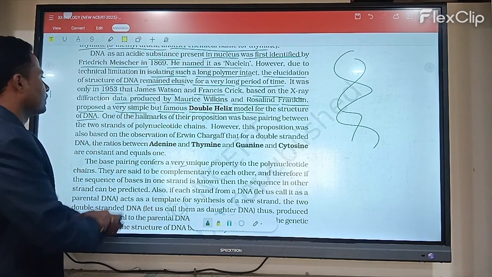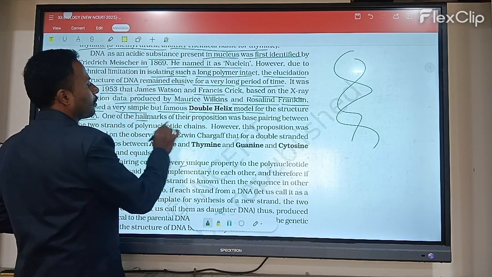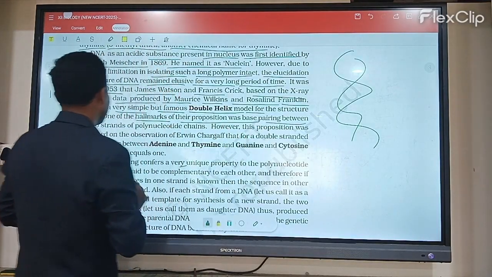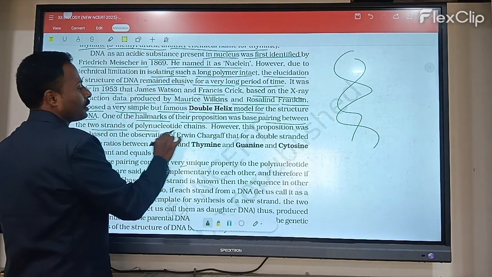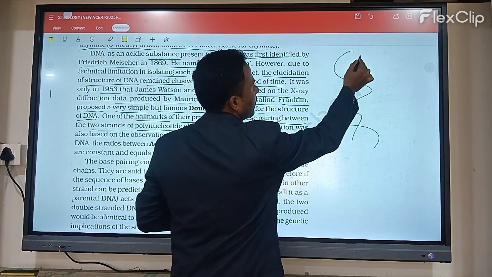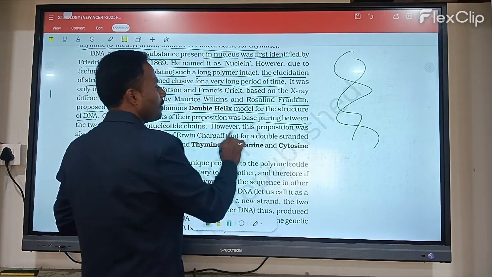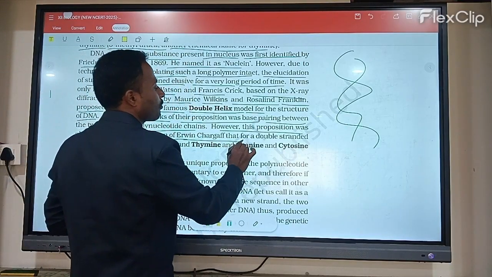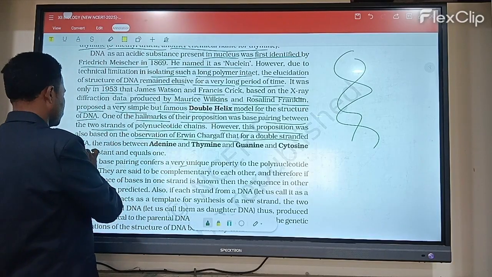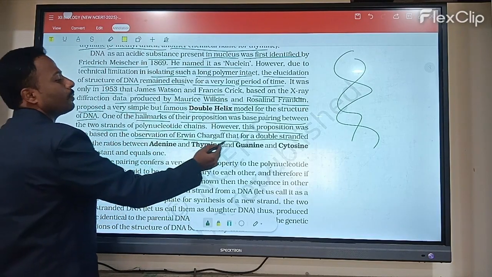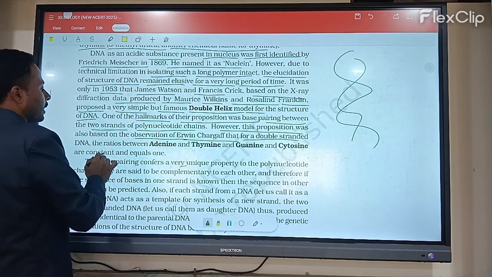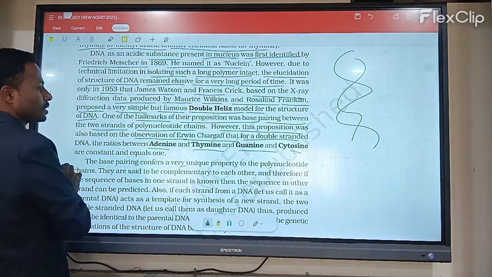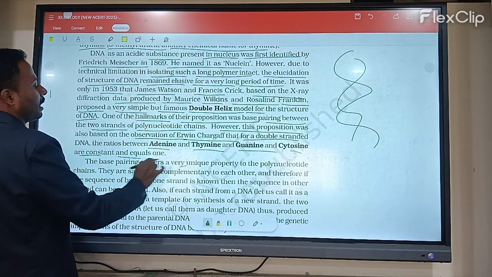Okay, one of the hallmarks of this proposition was base pairing between the two strands of polynucleotide chains. So how many chains are present here? There are two polynucleotide chains. However, the proposition was based on the observation of Erwin Chargaff's law: in a double stranded DNA, the ratio between adenine and thymine, and guanine and cytosine, is constant and equal to 1.